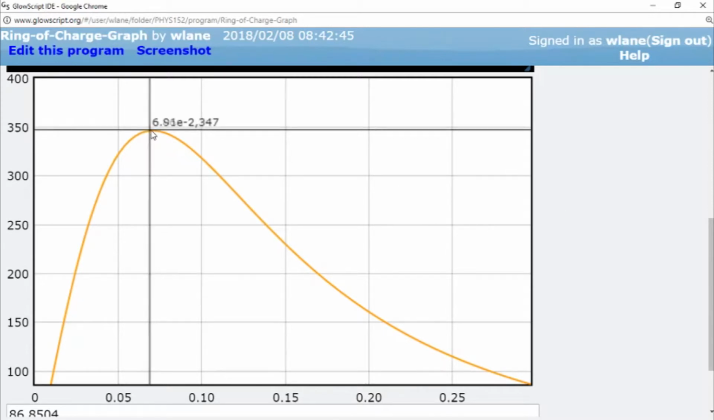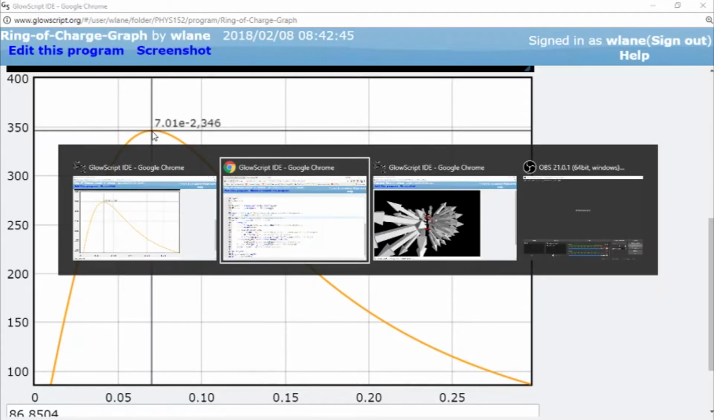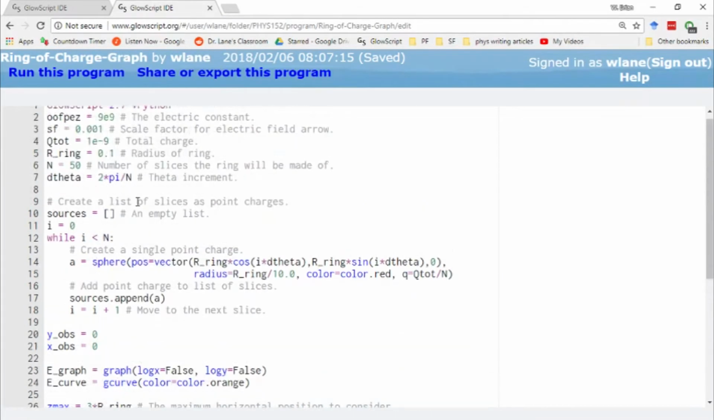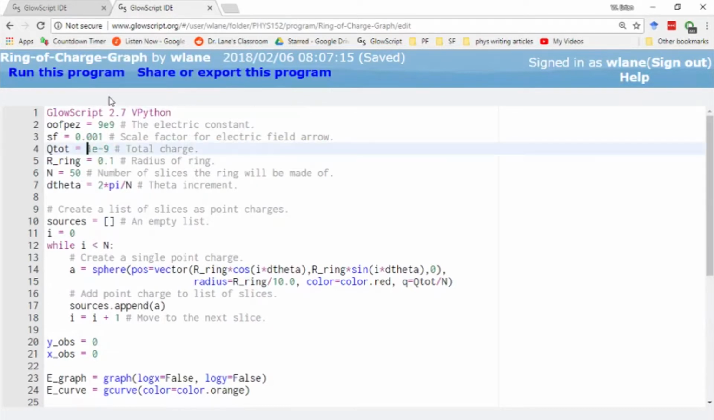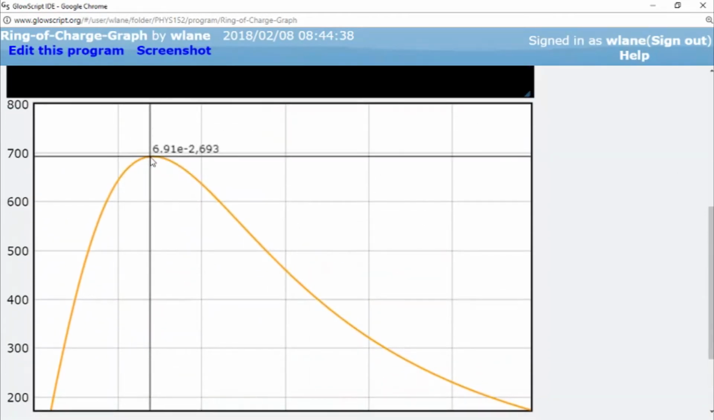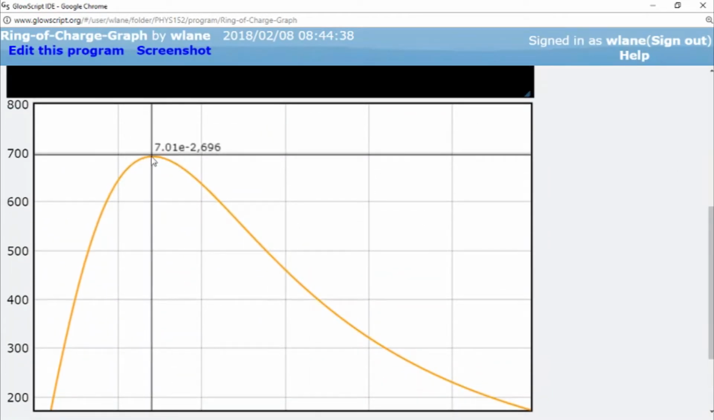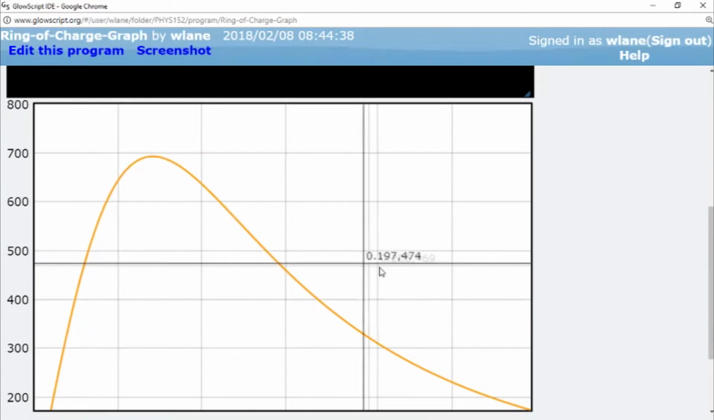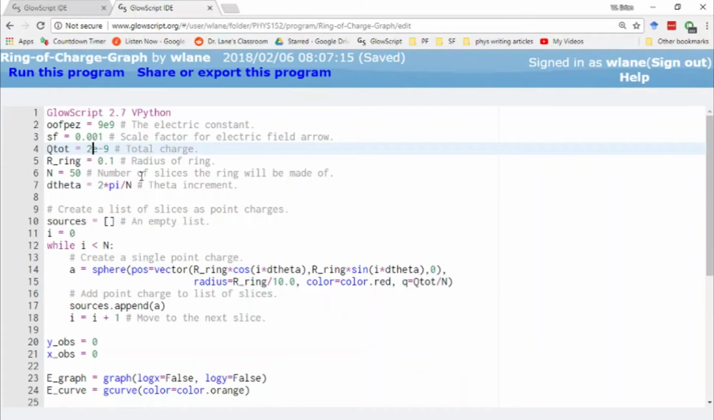Let's try changing a few things, see if the location of this maximum changes. So this is at about 7% of the radius. I don't think that changes with the total charge, but let's try doubling the total charge. I'm pretty sure it stays in the same spot. Yeah, right about 7%, because the total charge is just changing the magnitude of the electric field. It doesn't actually change the geometry of it.